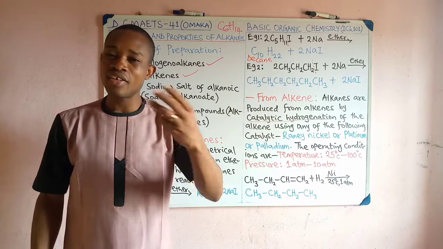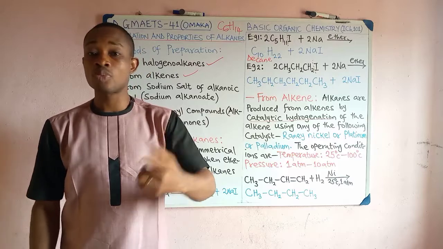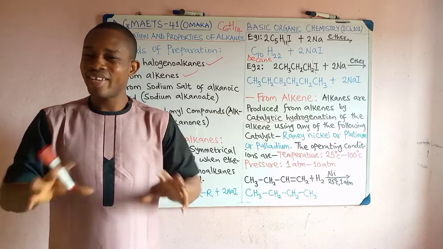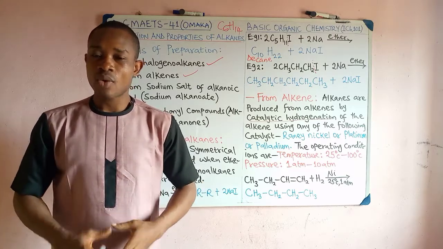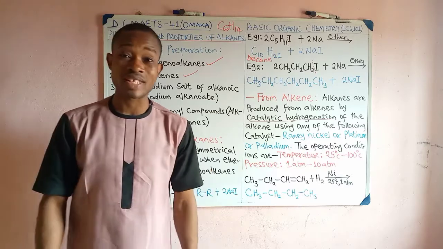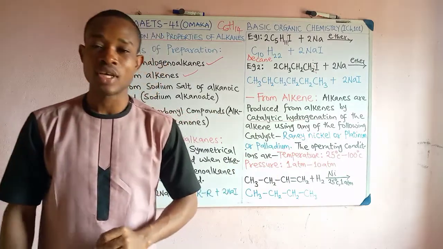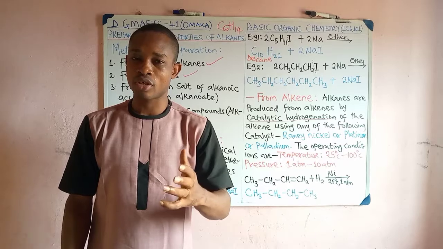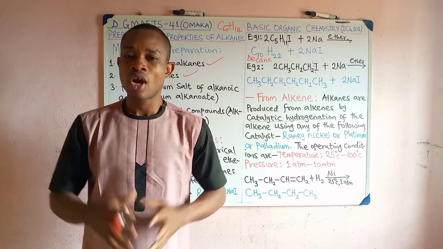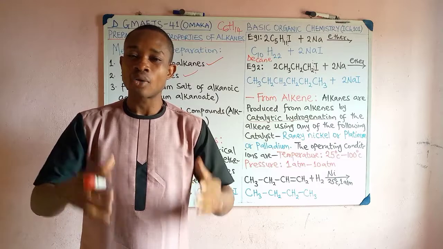The catalyst we use is either Raney nickel, or you can use palladium, Pd. You can also use platinum, Pt. That's the symbol. Nickel is Ni. So any of these catalysts can be used. Now we have their operating conditions in terms of the temperature and the pressure required for this reaction to take place. The temperature is between 25 degrees centigrade to 100 degrees centigrade, and the pressure of operation is expected to be between 1 atmosphere to 10 atmospheres. Under these conditions, alkenes can produce alkanes.